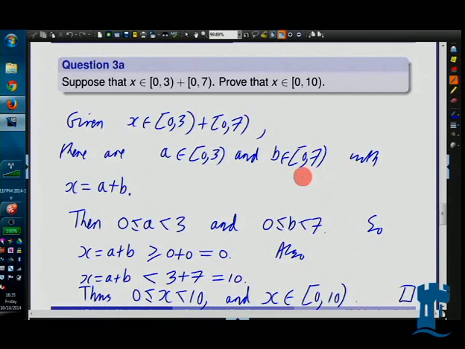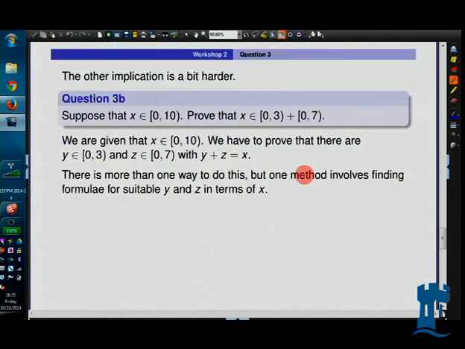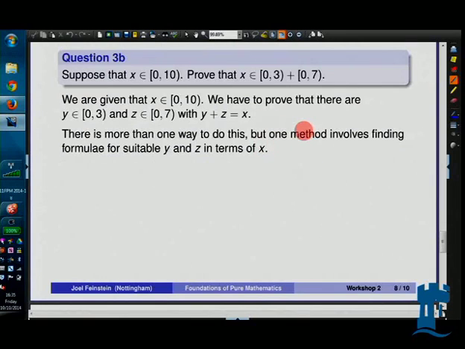Right, okay. So the other implication is harder. You're going to suppose that x is in (0, 10). And remember, that means you should immediately write down what that means, which means that 0 is less than or equal to x, which is strictly less than 10. So that's the first bit of this part: x is greater than or equal to 0 and x is strictly less than 10. Okay? That's great.